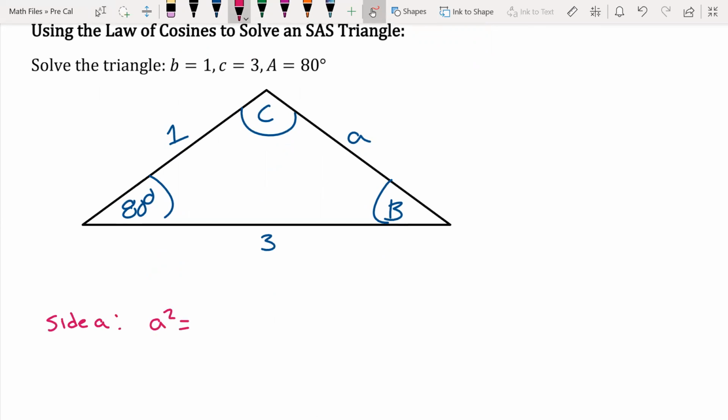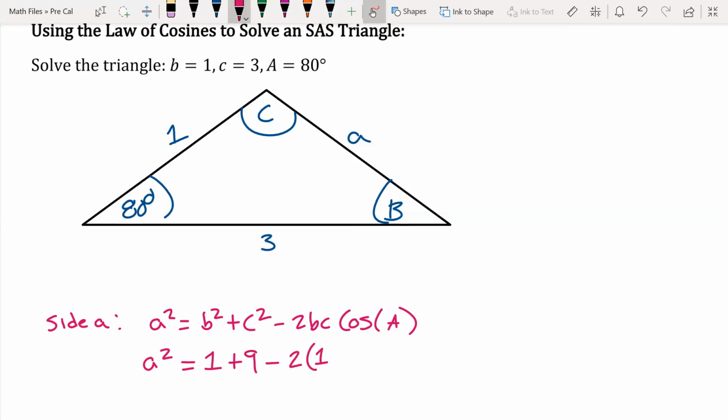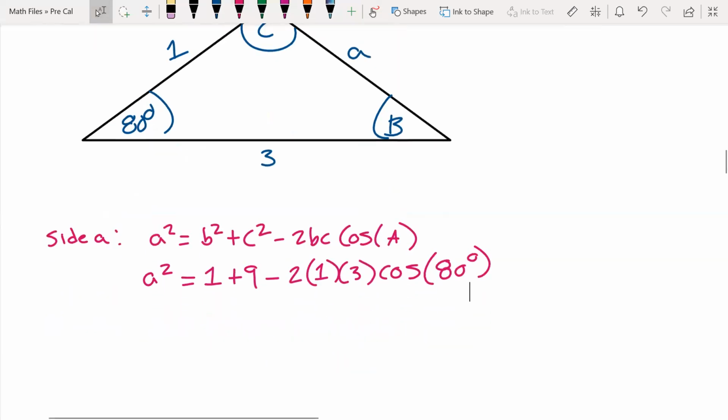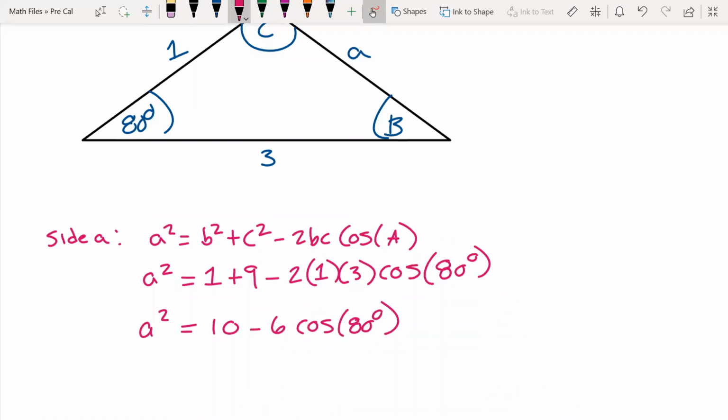And that's A squared equals B squared plus C squared minus 2BC cosine A. And we'll get A squared equals B squared, which is just 1, plus C squared, which will be 9, minus 2 times B times C times the cosine of A. And we get 10 minus 6 cosine 80 degrees.